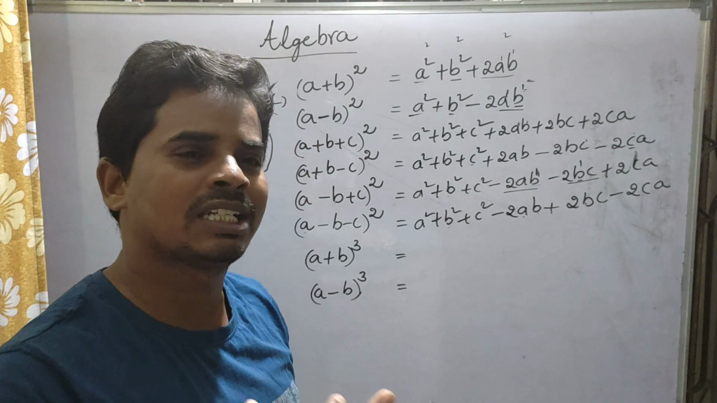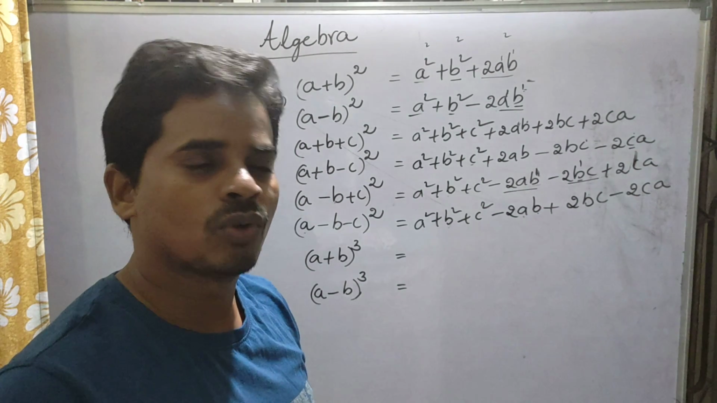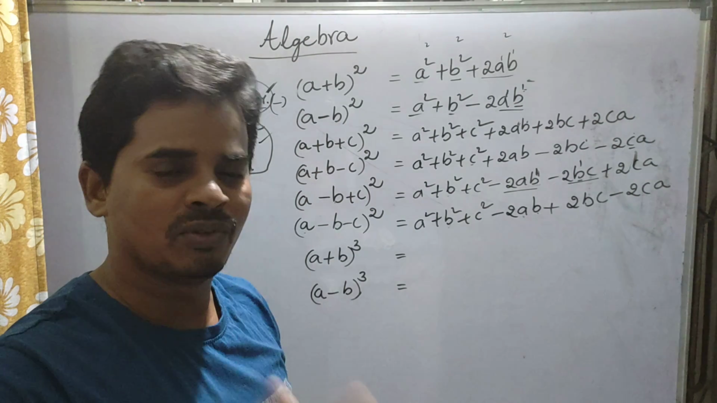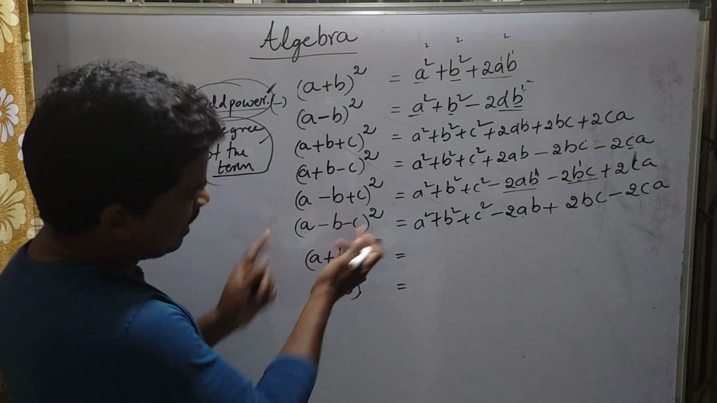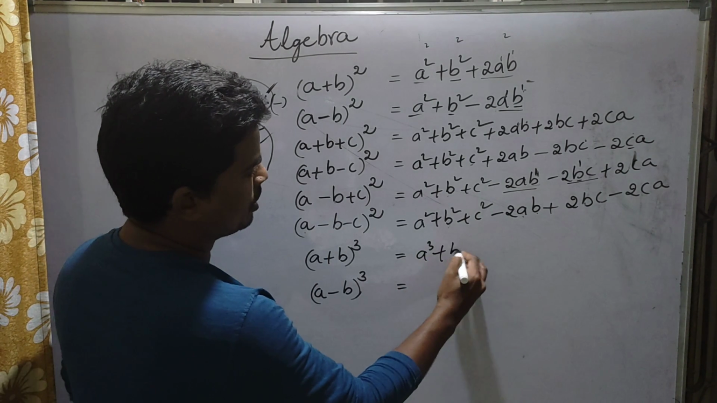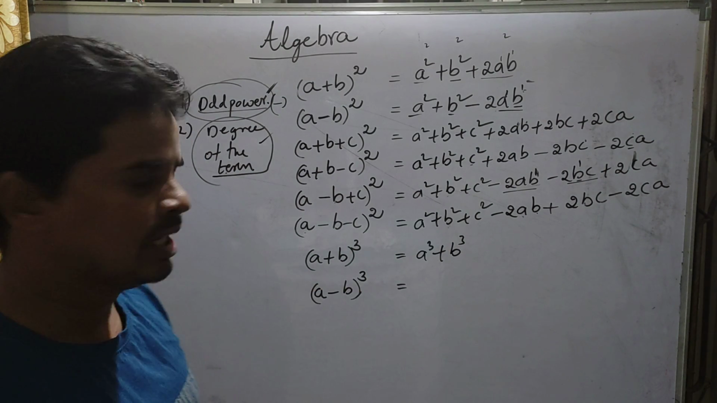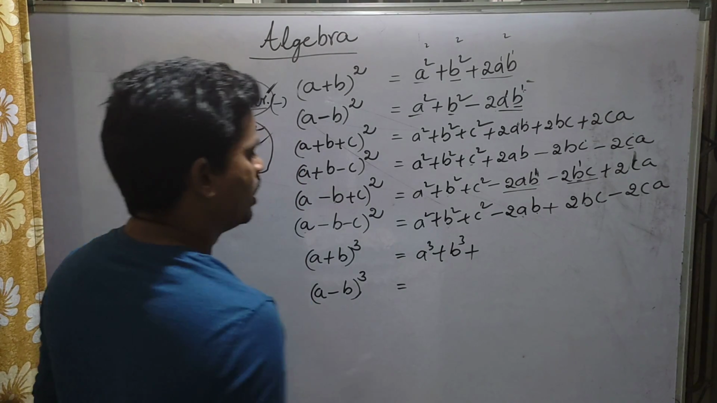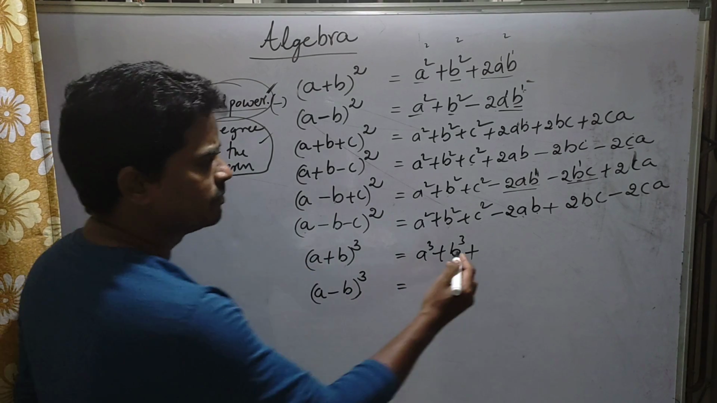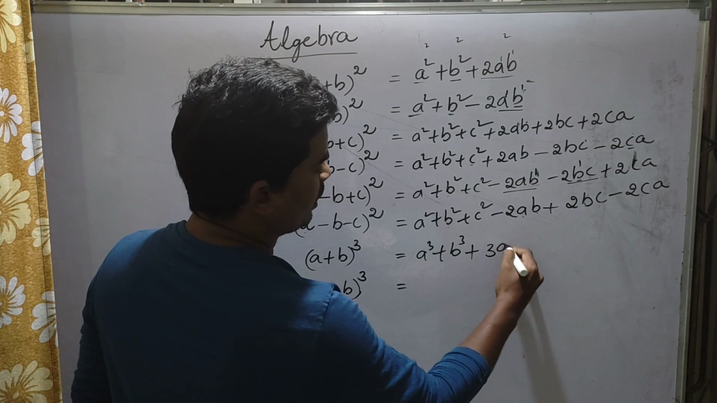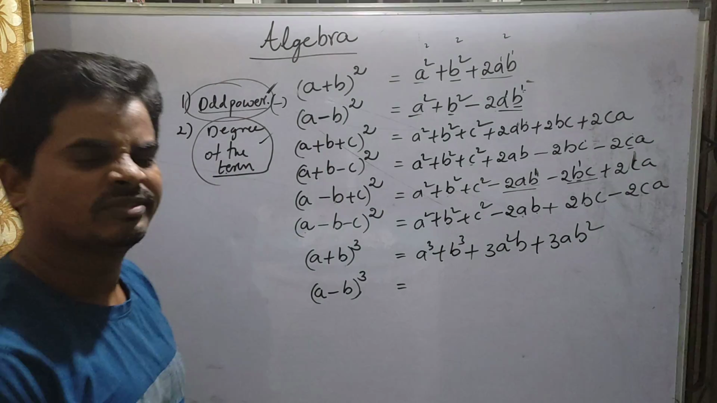The formulas are the stepping tools of mathematics. If you are good at formulas, you will be good at mathematics. Next, (a + b) whole cube. In (a + b) whole cube, we get a cube and b cube, two terms first. Next terms: there is no minus for a and b, so all are positives only. 3a square b, next 3ab square.